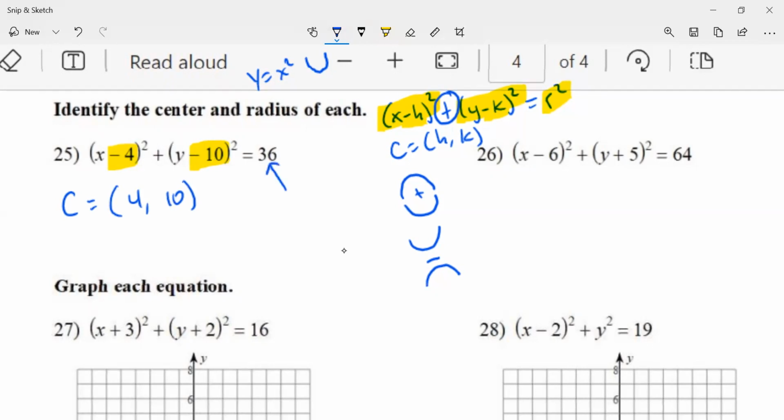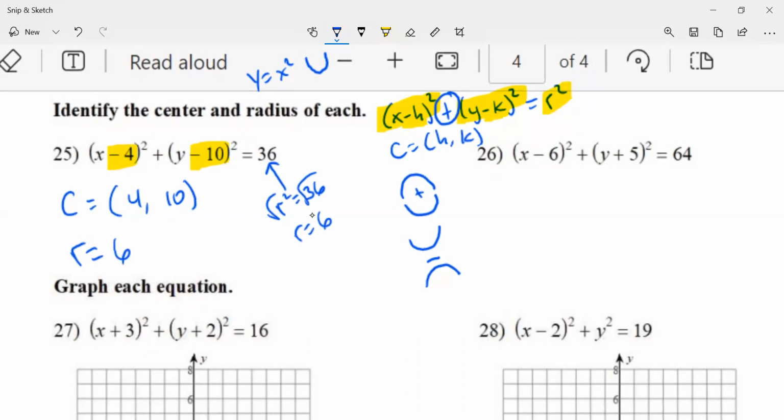Now for the radius, I know radius squared equals 36. I want to know what's the radius. Okay, we talked before. The way I'm going to undo a square is by doing the square root. So r is equal to 6. The square root of 36 is equal to 6. Now it is nice when I get the square root of a perfect square. Now sometimes I might not.